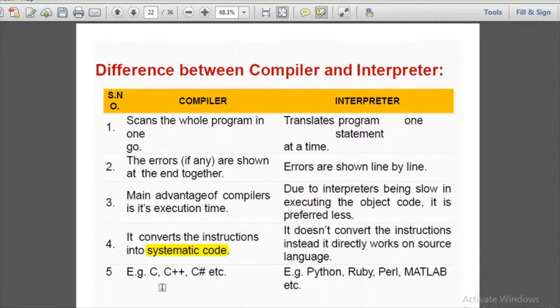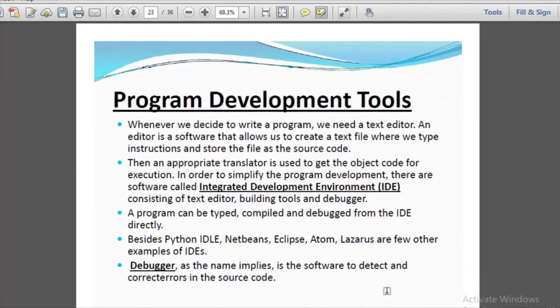So these are some examples: of compilers, C++, and of interpreters, Python, Ruby, Perl, MATLAB, etc. Then there come programming development tools. Whenever we decide to write a program, we need a text editor.